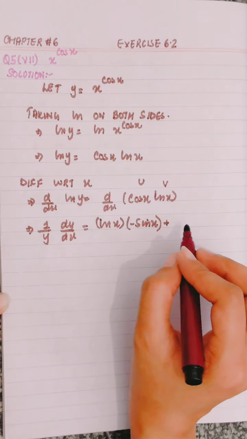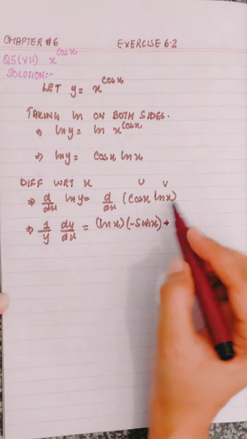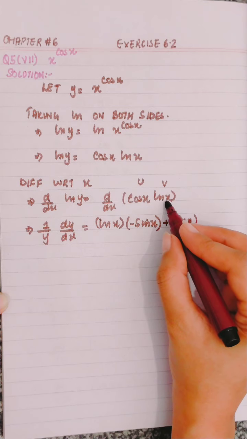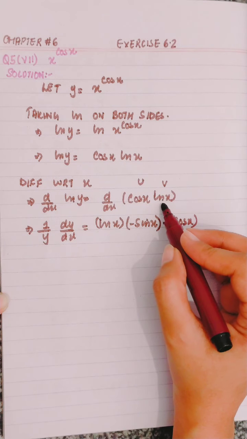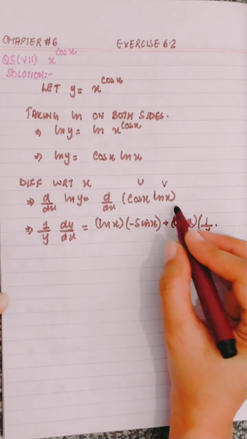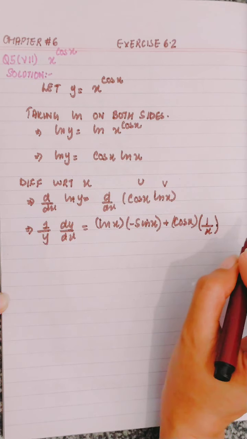1 लिखने की need नहीं है. Plus u is cos x and then derivative of this v. तो v की जगह क्या है मेरे पास ln x का derivative is 1 over x, then x का derivative is 1.